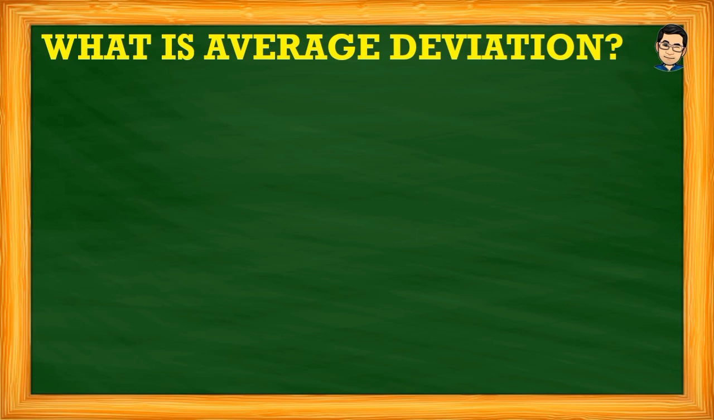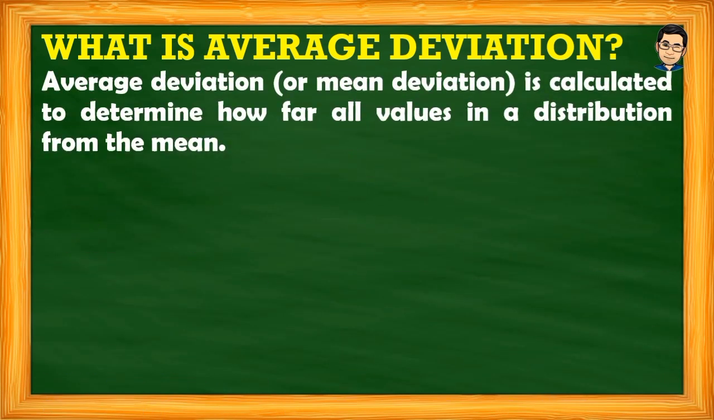So, what is average deviation? By the way, sa mga ibang modules, ibang mga textbooks, hindi siya average deviation. That is mean deviation. Average or mean, pareho lang po yan. Wala po silang pinagkaiba. So, average deviation, or known as mean deviation, is calculated to determine how far all values in a distribution are from the mean. Okay, so since mean deviation ang pinag-uusapan natin, kinakailangan talaga nating i-compute yung average or yung mean. Kasi tinitignan natin kung gaano kalayo yung bawat score, yung individual score, dun sa mean, sa isang distribution.